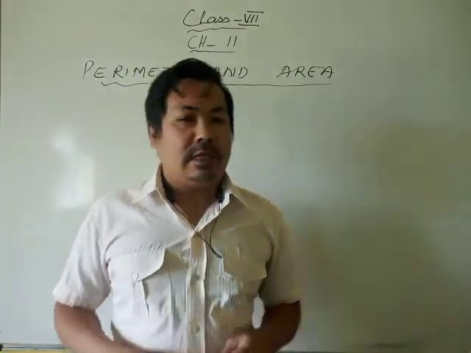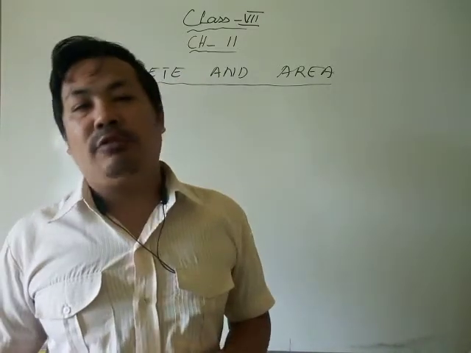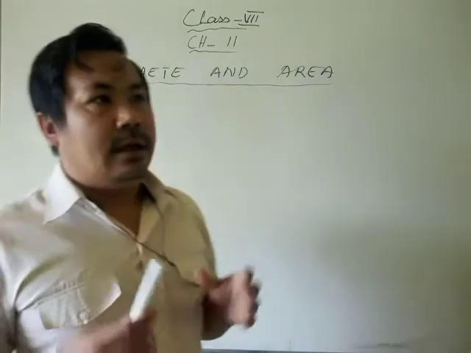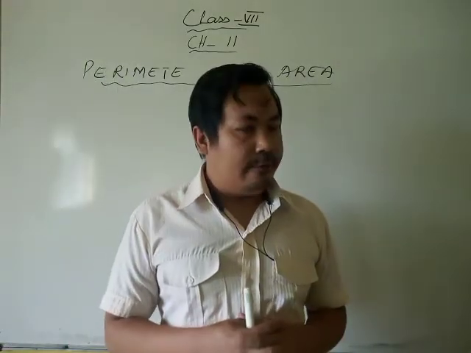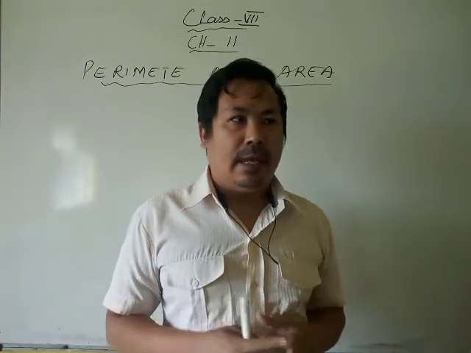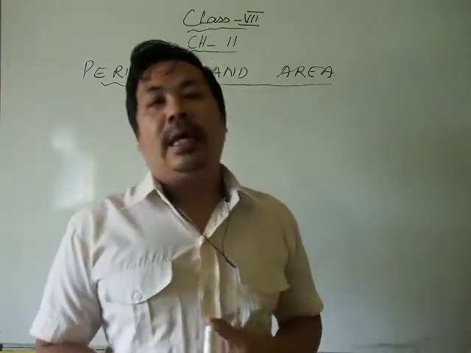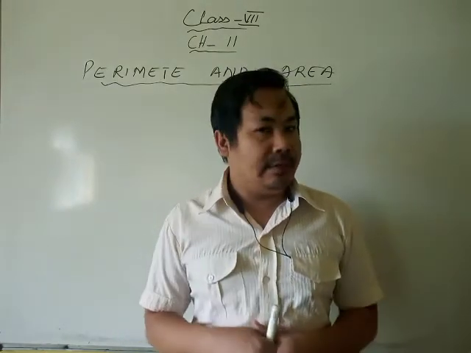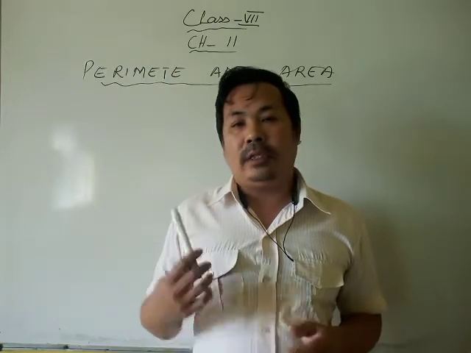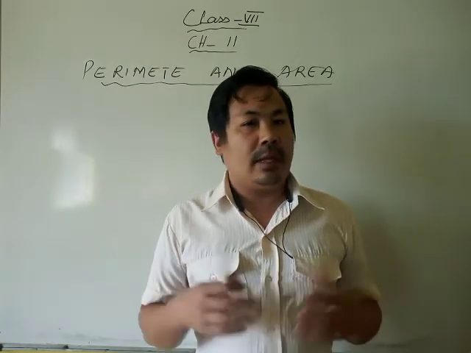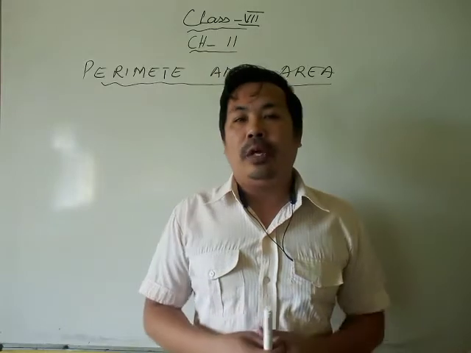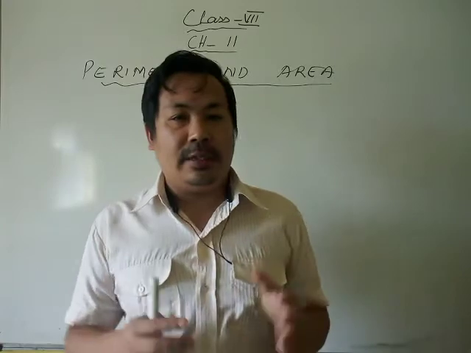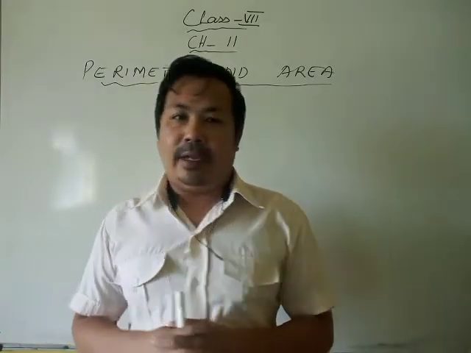In today's video I will start a new chapter of your mathematics, and the new chapter is chapter number 11, and it is perimeter and area. My dear students, about the perimeter and area of any kind of shape or geometrical figures, you have already come across in the lower classes, but now here in class 7 you are going to study a little more about this area and perimeter regarding some other new figures or new shapes in geometry. So let me start chapter 11, perimeter and area.